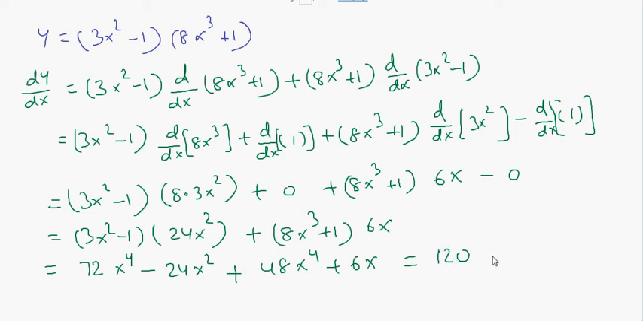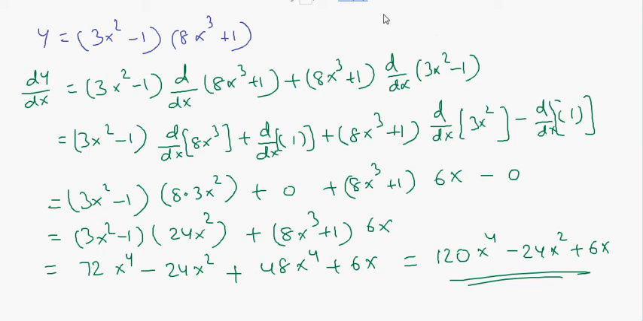That gives you 120x to the power 4 minus 24x squared plus 6x. So that's the derivative of the given function.